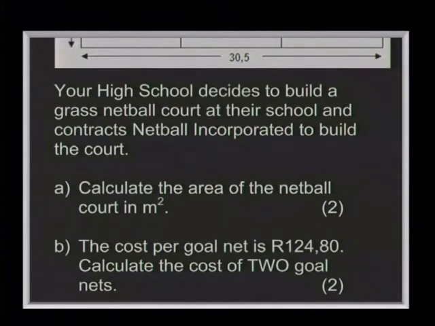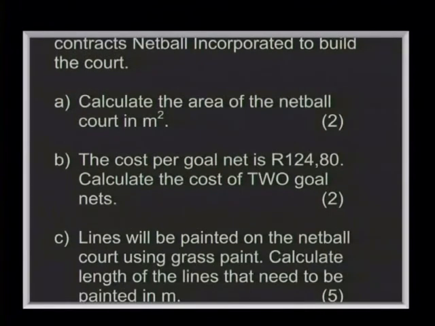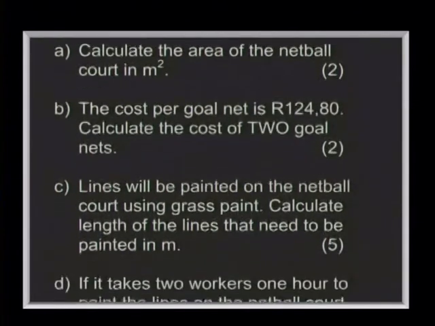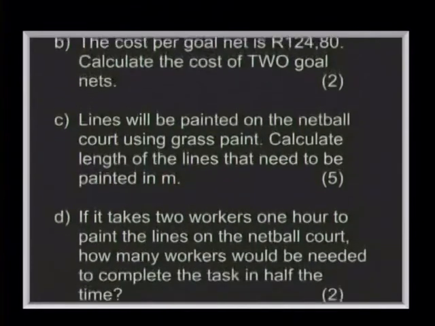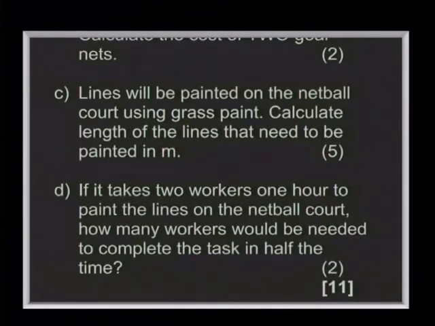So calculate the area of the netball court in meters squared for 2 marks. The cost per goal net is 124.80. Calculate the cost of 2 goal nets. Guess we need 2 if we've got 2 teams playing. Lines will be painted on the netball court using a grass paint. Calculate the length of the lines that need to be painted in meters. And lastly, if it takes 2 workers 1 hour to paint the lines on the netball court, how many workers would be needed to complete the task in half the time? Those are our questions. So let's go do one at a time.